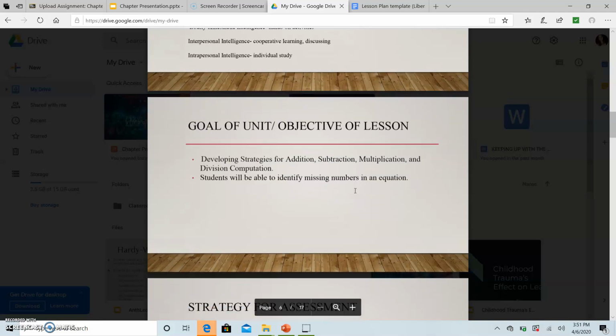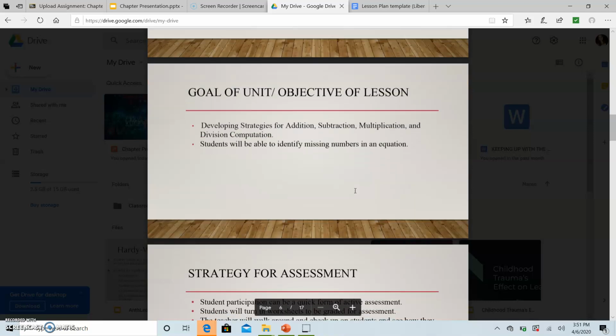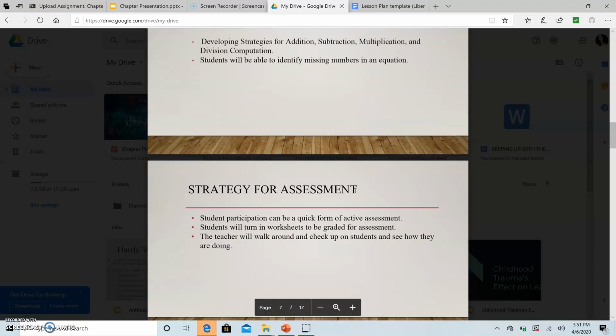The goal of this unit is to develop addition, subtraction, multiplication, and division computation. It's where they can be able to create their own equations, as I said before. Students will be able to identify missing numbers in an equation and solve it.